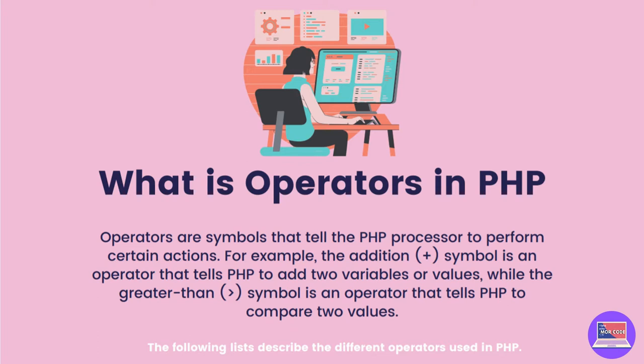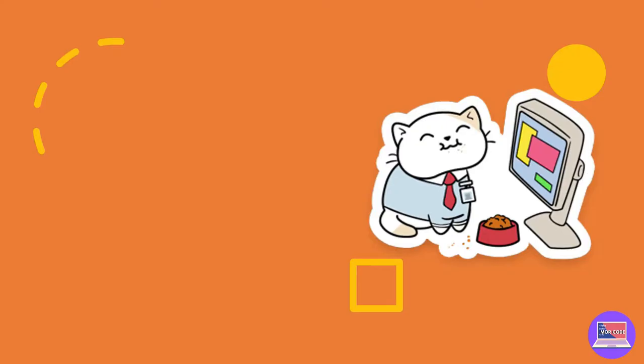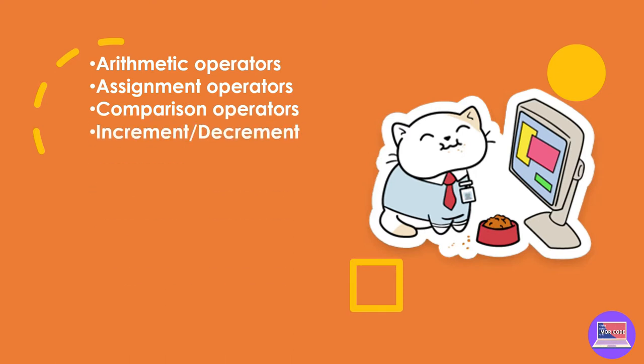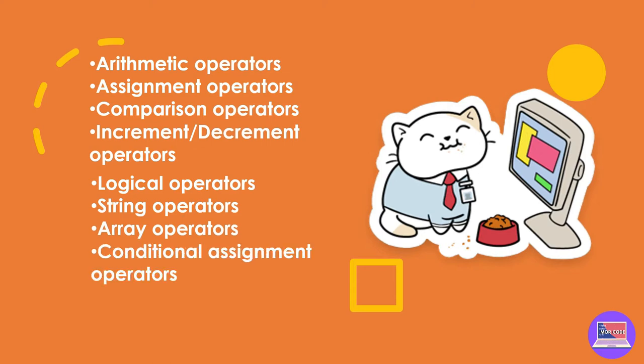Operators are symbols that tell the PHP processor to perform certain actions. For example, the addition symbol is an operator that tells PHP to add two variables or values, while the greater than symbol is an operator that tells PHP to compare two values. And these will be the operators that we're going to learn: arithmetic, assignment, comparison, increment and decrement, logical, string, array, conditional assignment, and spaceship operators.